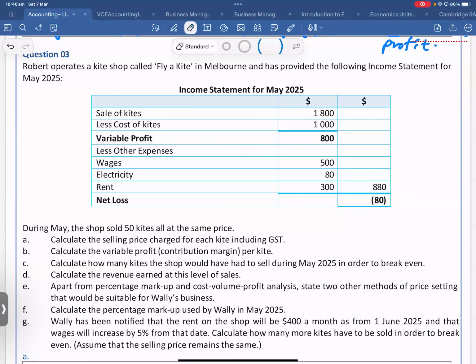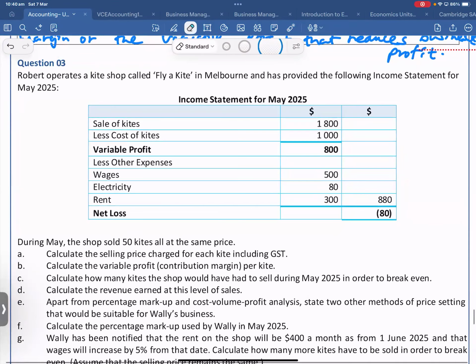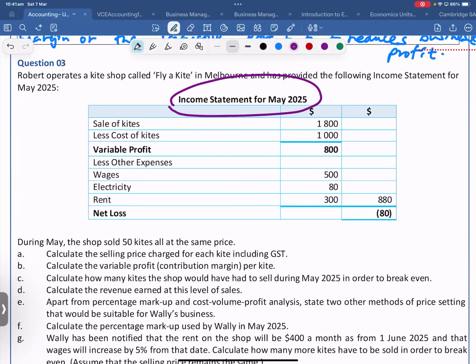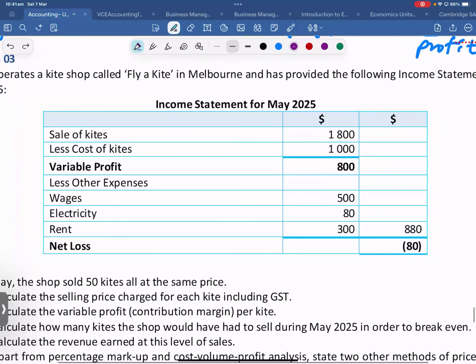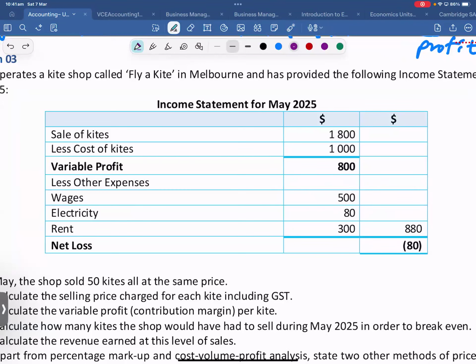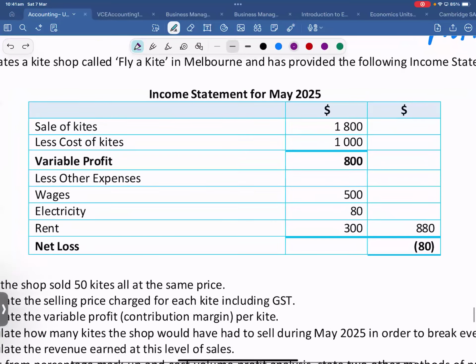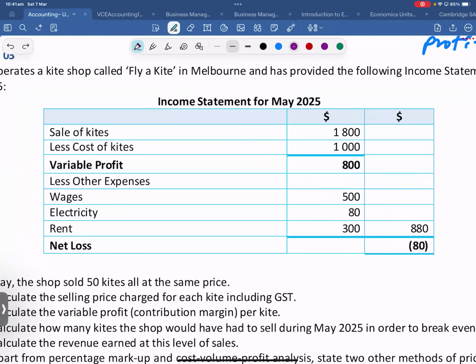Okay. Firstly, read the question. Selling price. Now, first of all, this is the first time that you are seeing an income statement. Have you seen an income statement before? No. So basically, this is the basic income statement, but this one will really be different in the future, especially when we do unit two. So, what is an income statement?